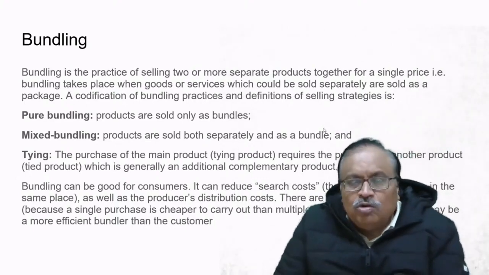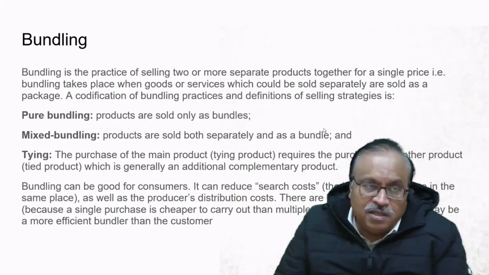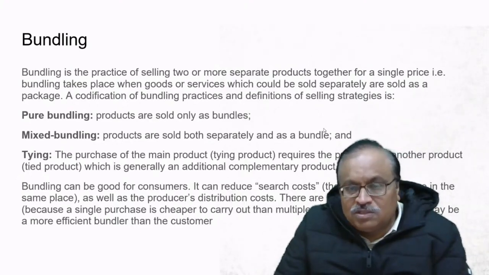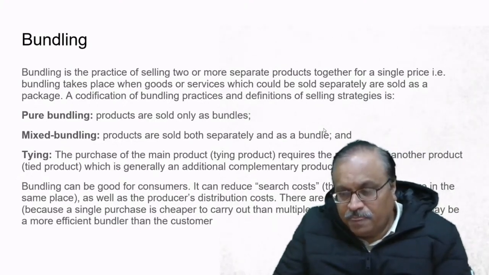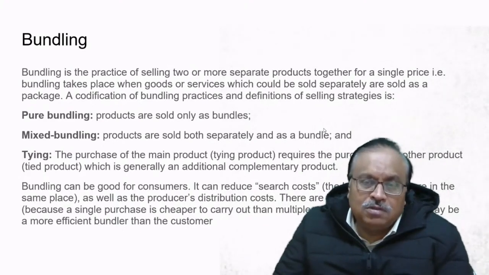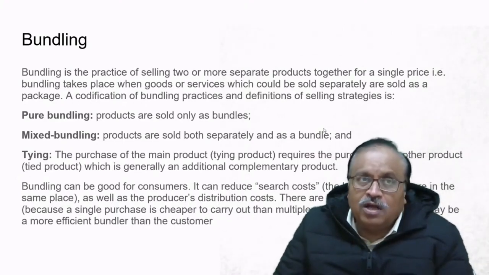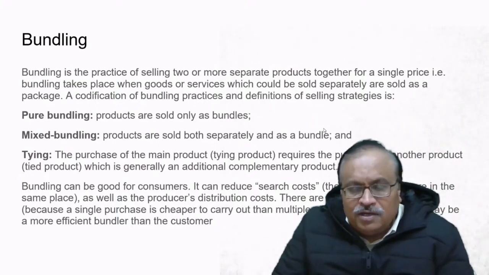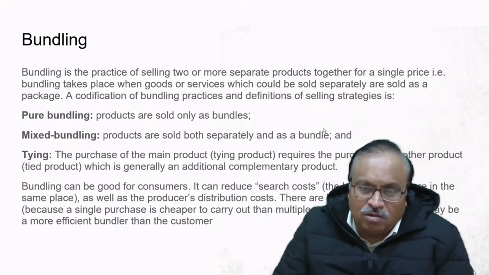So bundling can be good for consumers. It can reduce search cost. The bundled goods are in the same place, and it also reduces the producer's distribution cost, because if the producer has to sell both the products on a different platform, he definitely has to incur more cost in terms of placement of product and in terms of identifying the market for it. Selling it as a bundle requires less effort and less cost.